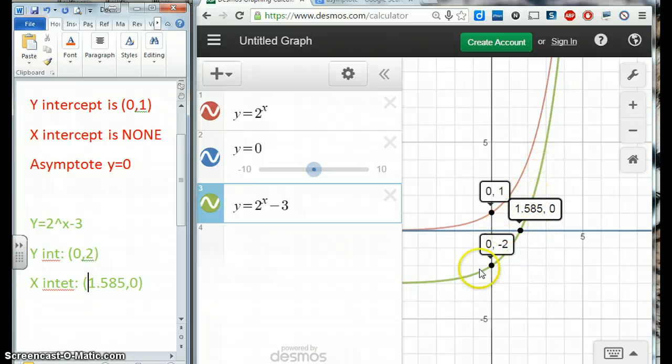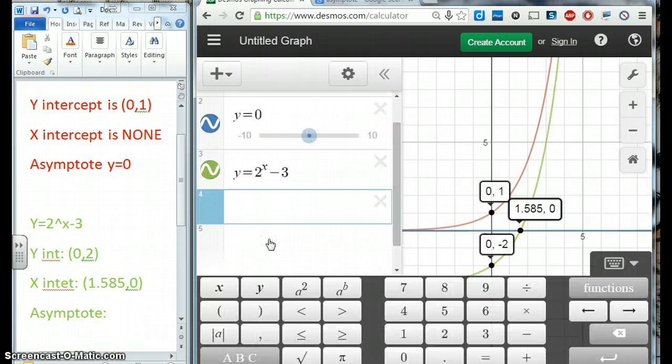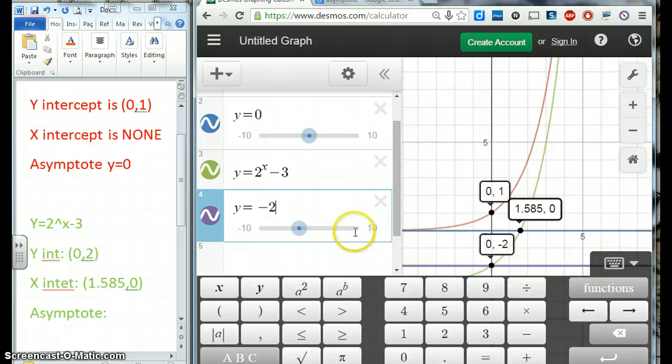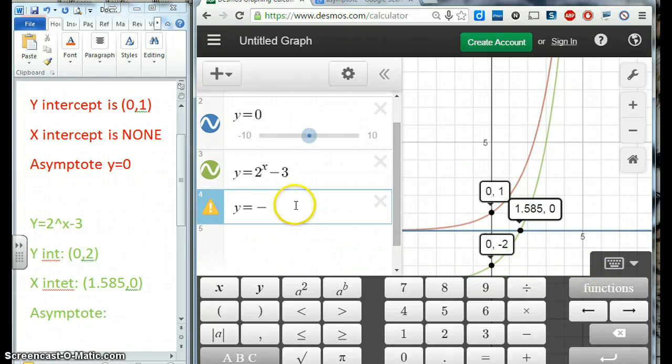the x-axis. And then the asymptote is where the line keeps getting closer and closer. It looks like it's getting closer to this one right here, which would be y equals negative 2. So let's type it here to see what it looks like. Y equals negative 2. And no, that's not it. It's y equals negative 3.